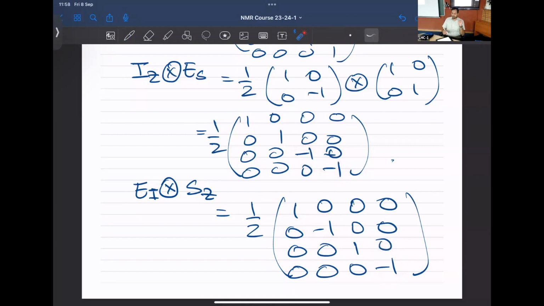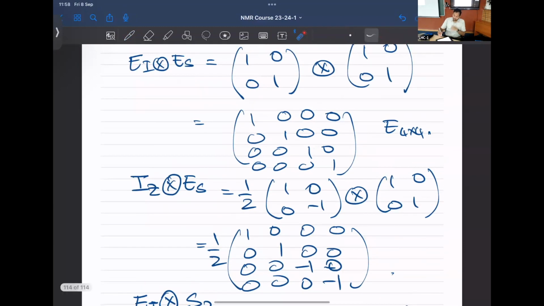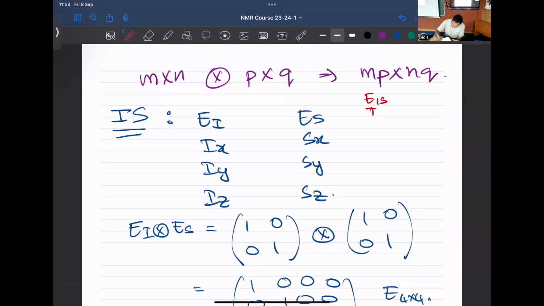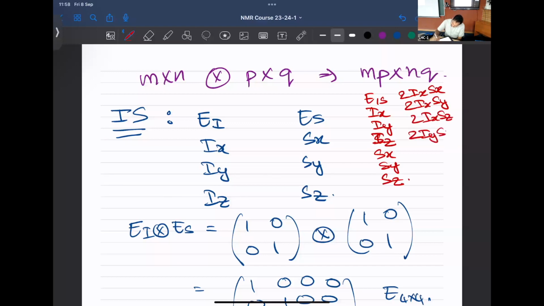So go back, do the direct product for all the 16 operators. What are the 16 operators? E, IX, IY, IZ, SX, SY, SZ, 2IX SX, 2IX SY, 2IX SZ, 2IY SX, 2IY SY, 2IY SZ, 2IZ SX, 2IZ SY, and 2IZ SZ.